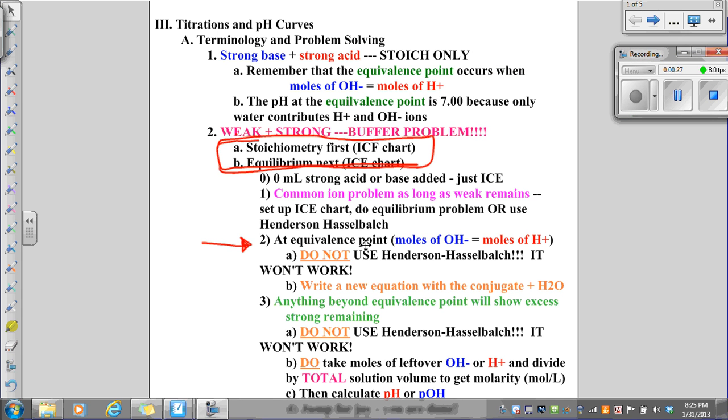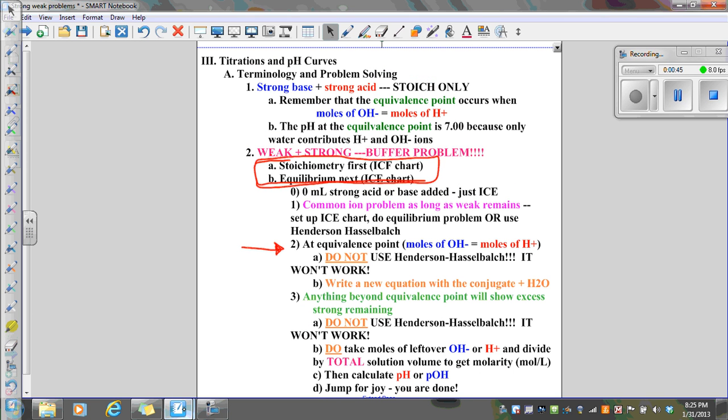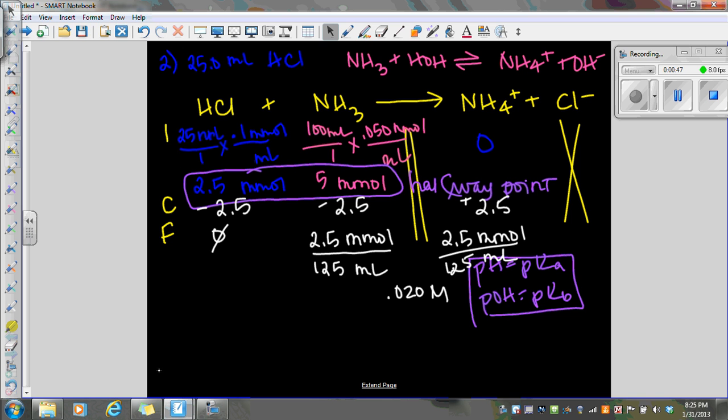Okay, so this one's at the equivalence point, which you need to remember means the moles of hydroxide are going to equal the moles of H+. And you are not supposed to use Henderson-Hasselbalch because it will not work. What we're going to be doing is writing a new equation with the conjugate plus water. So let's go ahead and do the work for that.